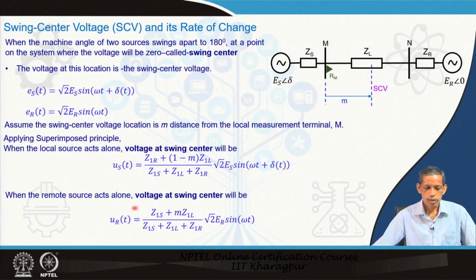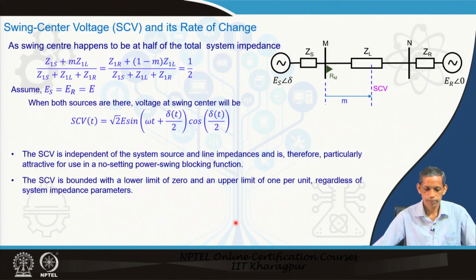When the remote source acts alone and this side is shorted, the voltage at the swing center, again from this side, will be Z1S plus m Z1L upon the total impedance of the line system, into the voltage, this voltage. So, we got these two expressions.